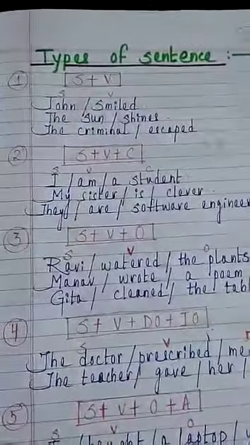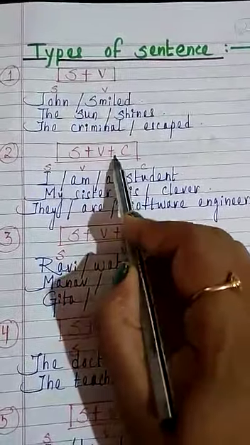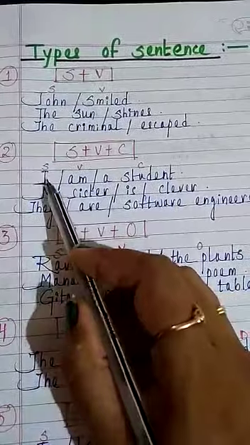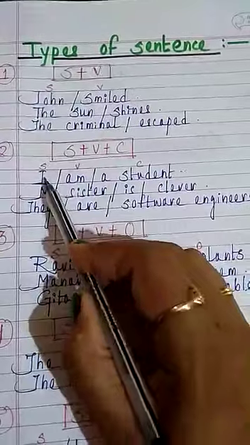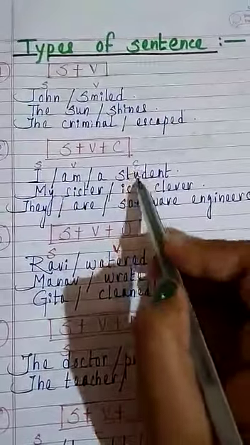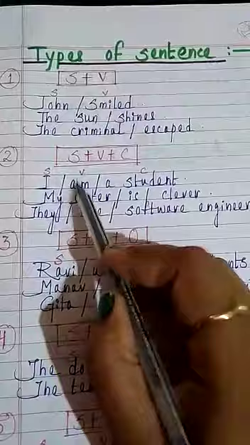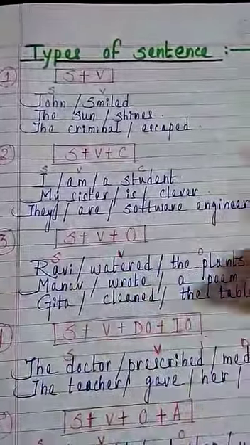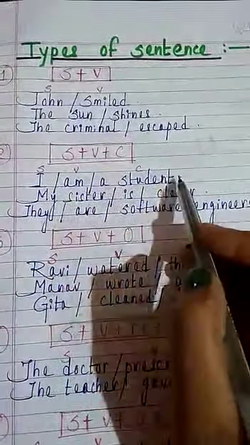Then student, coming to the next type, what is it? Subject plus verb plus complement. So dear student, look at the examples present here. I am a student. Here I is the subject, am is the verb, and a student stands for the complement which completes the sentence. If I only say I am, that means nothing. I am what? I am who? So I am a student. I am a student is a complete sentence.